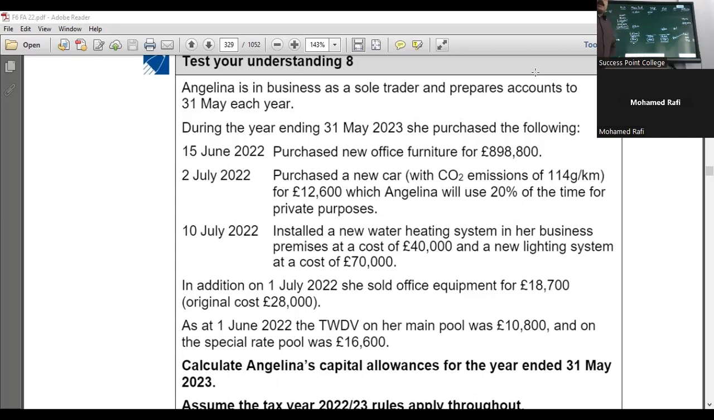It is written in the question that the car which you purchased has 20% private use. So simply what we have done, we have claimed 6% allowance. Why 6%? Because the car's CO2 emission is above 50 grams. Any car whose CO2 emission is above 50 grams relates to the special rate pool, and special rate pool items are 6%. But it will not be included in the special rate pool because it has some private use. So we'll have its own column, but the allowance will remain 6%. So we'll charge 6% allowance, 756. Out of that 756, we will only add 80% into the allowances column because only 80% relates to business usage.